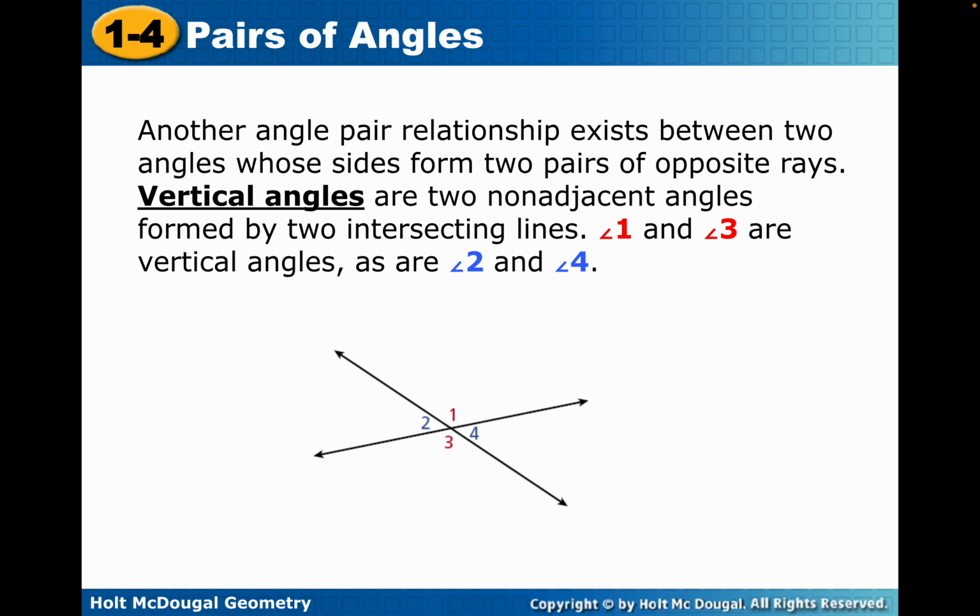When we have two lines that intersect like this, angle 1 and angle 3 are going to be congruent. Those are going to be the same values. Then angle 2 and angle 4 are going to be congruent to each other. So 1 and 3 have the same value, and 2 and 4 have the same value.